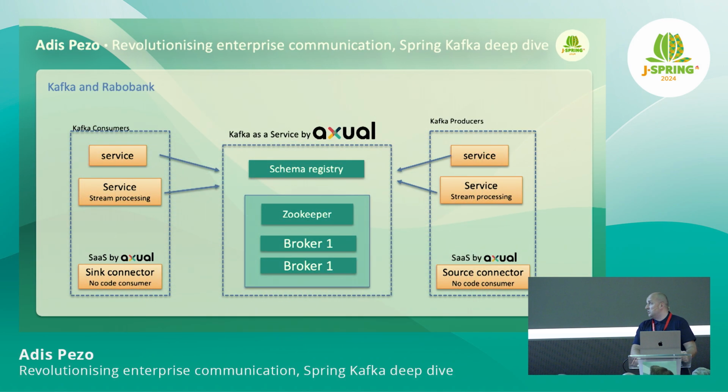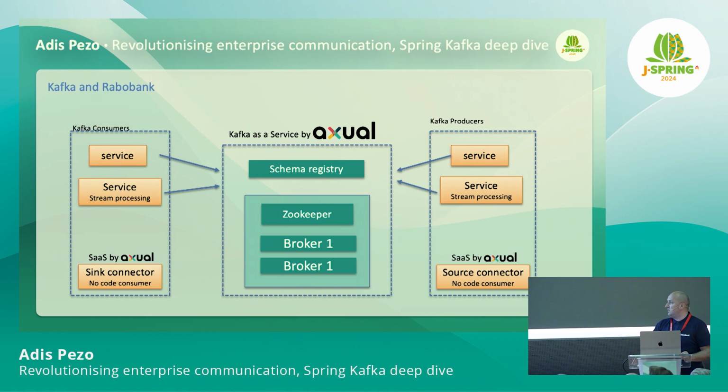And then how does Rabobank use Kafka? Well, we use Axual. Axual is a company that provides Kafka as a service for us. So what we get is basically, they do the schema registration, they do the zookeepers, they do the brokers for us. We just connect with our services, and they also provide SaaS solutions for the connectors via Axual.